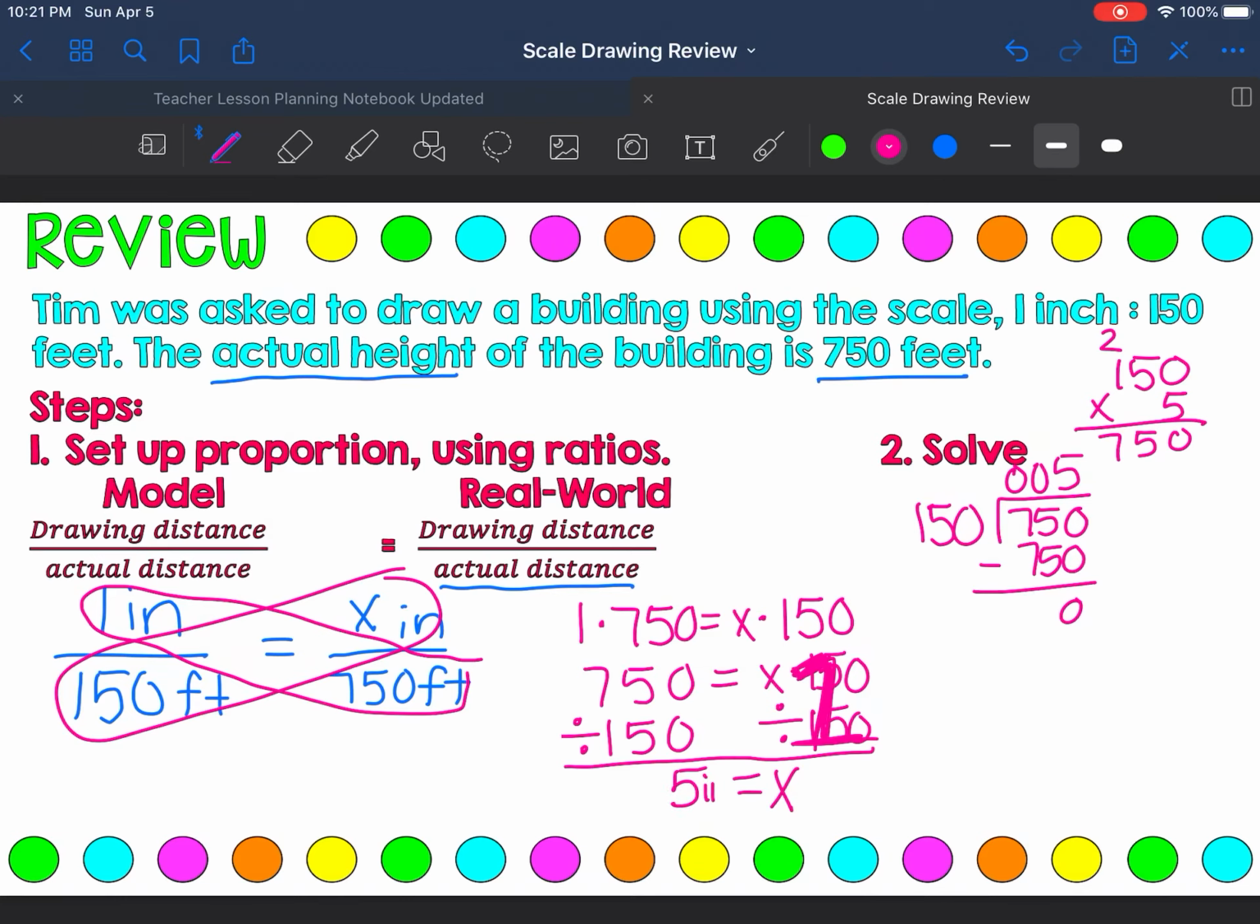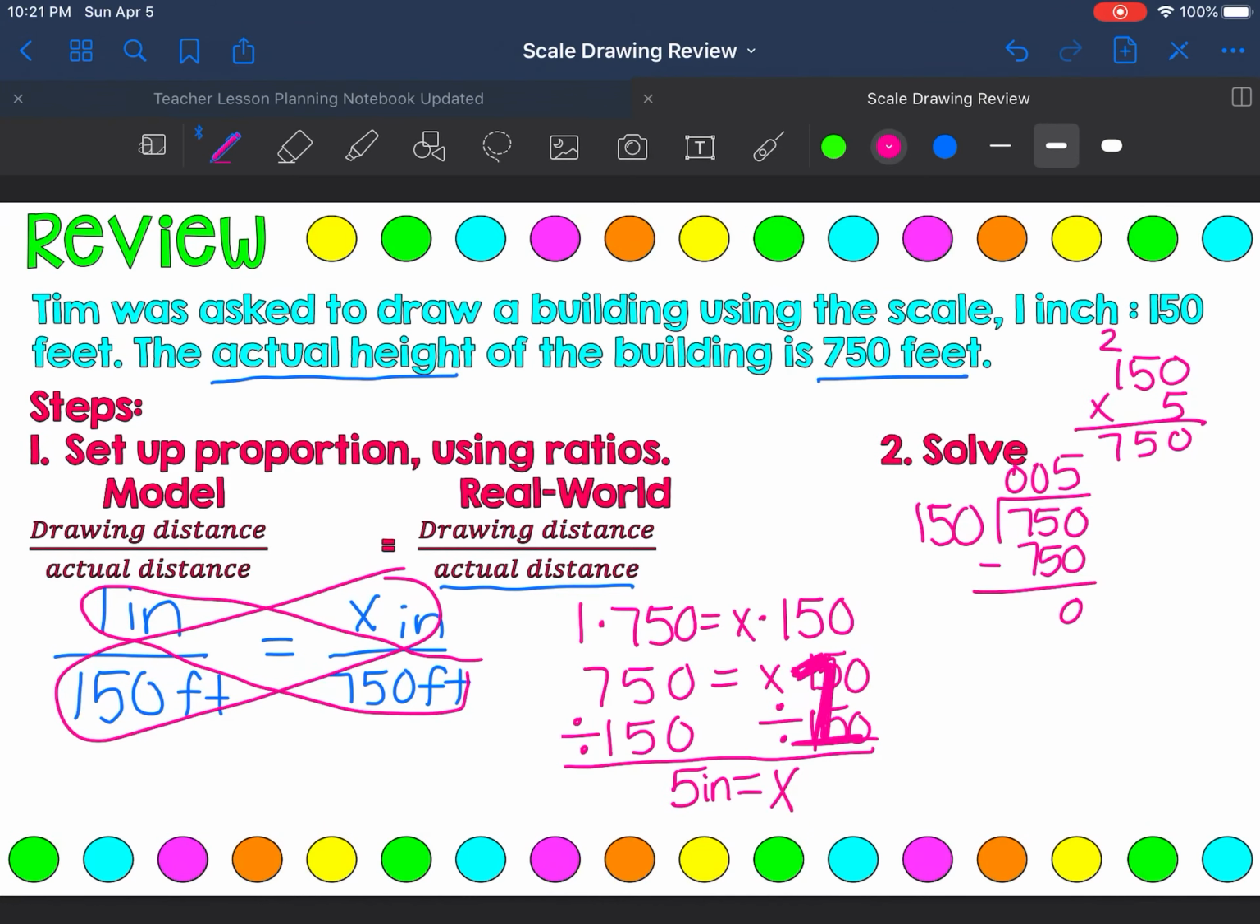So that means that x is equal to 5 inches. So on this scale drawing, this building is only 5 inches long. But in the real world, it is actually 750 feet. Could you imagine a sheet of paper that was 750 feet long? No, that would just be insane, unheard of. That's why we have scale drawings, so we can draw these huge buildings on a smaller scale so we can look at them.